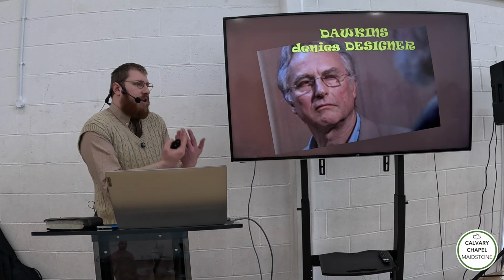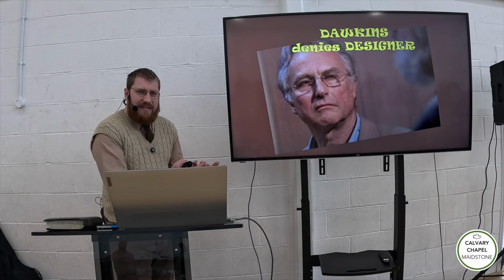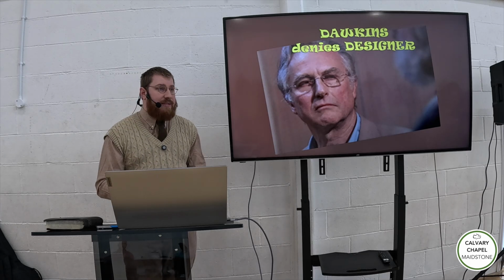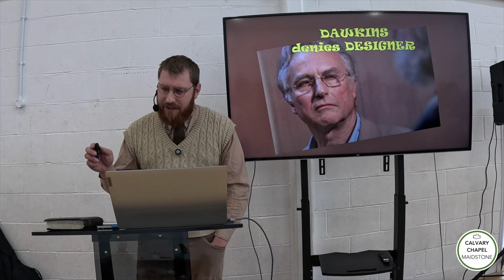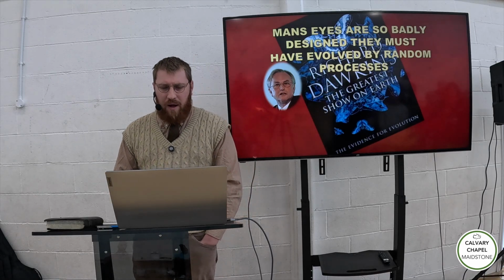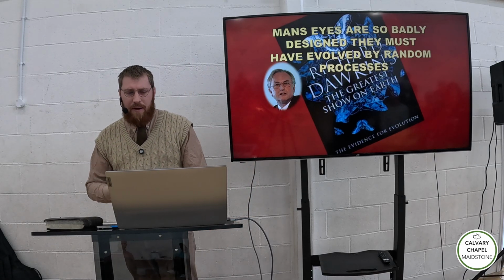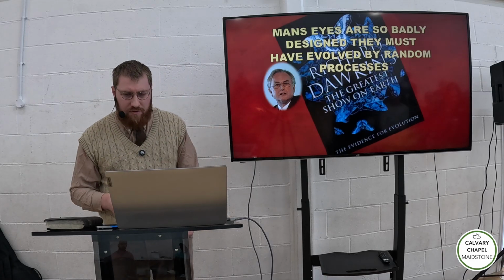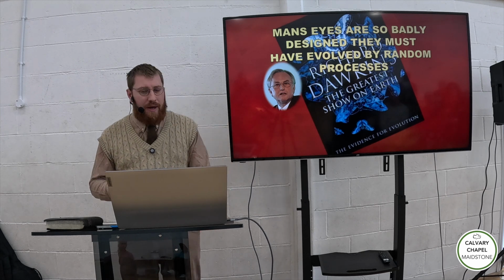You see, there's no doubt about it that Dawkins denies a designer. And some of his arguments come from the reality that there does seem to be some broken things out there in the world. In fact, one of the things that he claims are broken is mankind's eyes. In fact, he's actually on record saying that mankind's eyes are so badly designed, they must have evolved by random processes. This is the exact quote from his book, The Greatest Show on Earth, where, by the way, he attacks creation research personally by name.